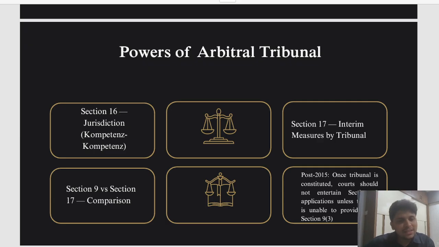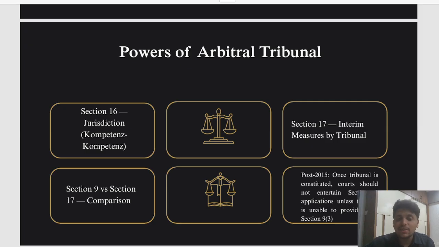So the very first is section 16. In our initial modules we have already discussed that section 16 is with respect to jurisdiction and the important principle and doctrine of competence. That is, the arbitral tribunal itself has the jurisdiction to entertain and decide the jurisdictional issues which are raised by the parties. Next is section 17, that is interim measures by the tribunal.